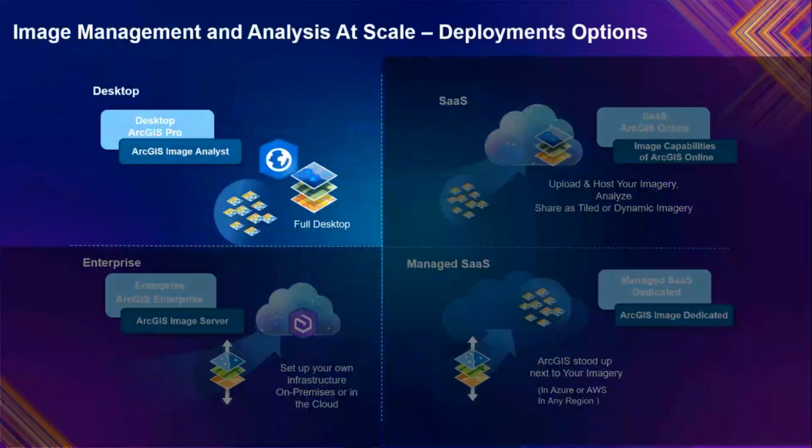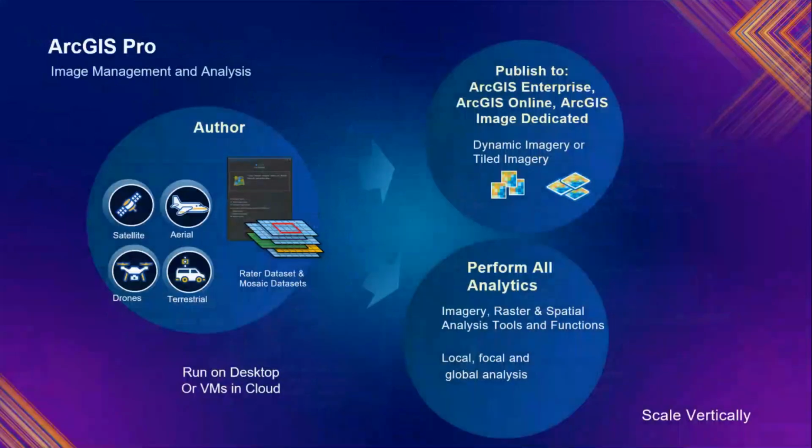The first is the desktop. The desktop deployment pattern utilizes your laptop or a large workstation computer. You can run ArcGIS Pro and perform all types of analysis. ArcGIS Pro is a phenomenal tool for authoring the imagery, for example, creating mosaic datasets from these different sources. So you can manage the data with ArcGIS Pro. You can then publish it if you want to ArcGIS Enterprise, online, or image dedicated. I'll come back to that in a minute. Or you can perform different types of analysis. Every type of analysis that's available within ArcGIS is available with ArcGIS Pro.